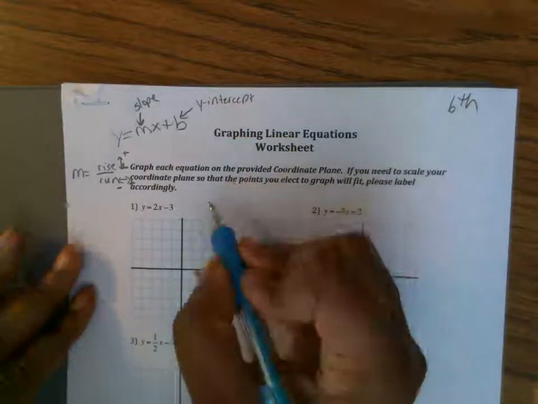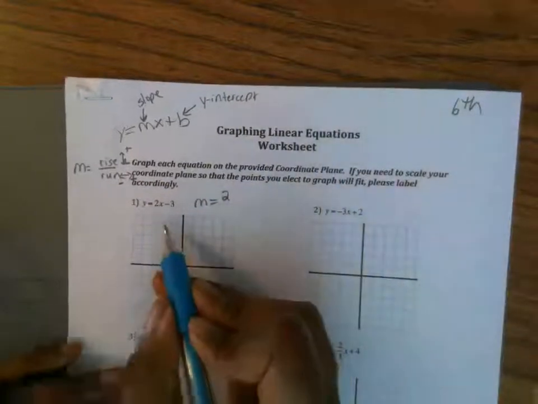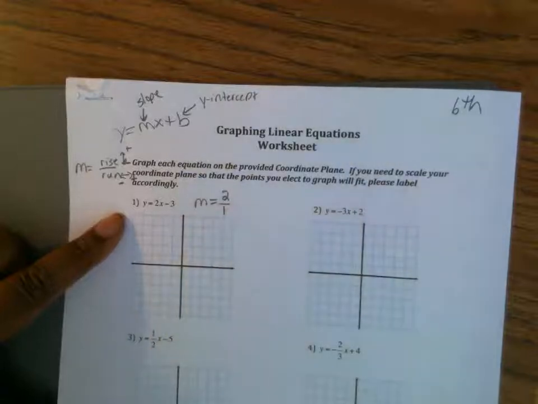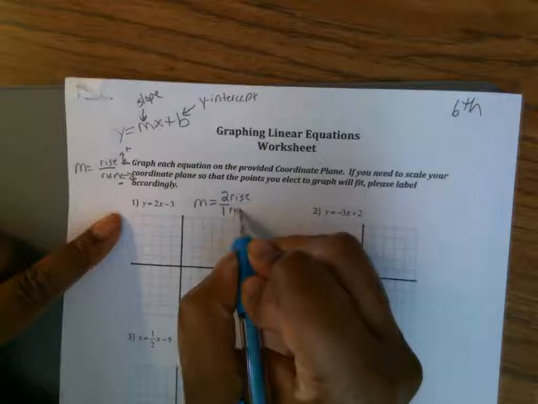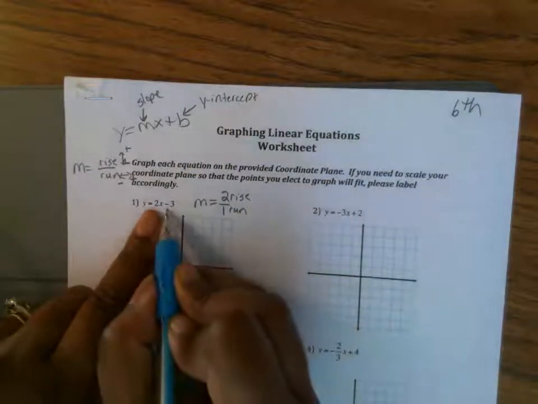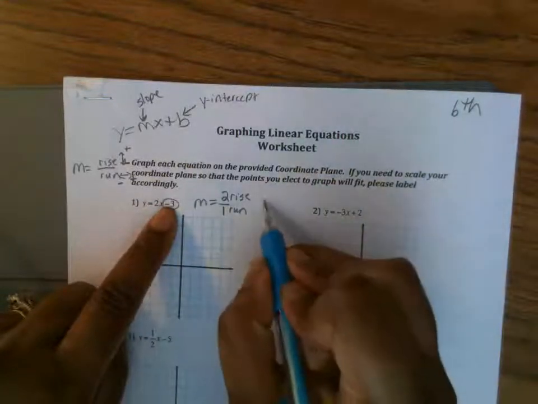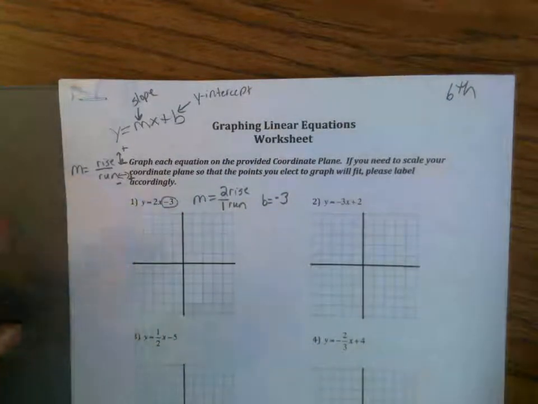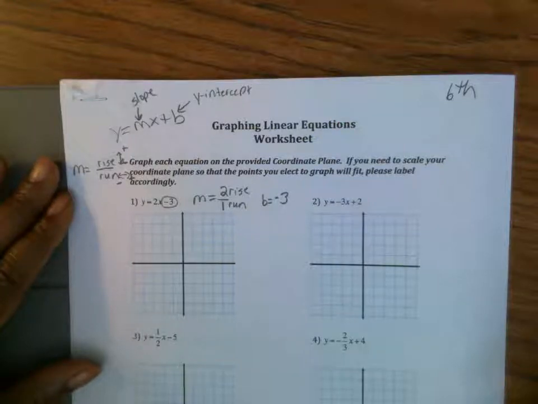So here, we're going to label our m and our b. Our m here is 2. We need it written as a fraction, so to write 2 as a fraction, put a 1 under it. So now we have rise over run. Our b is this number that has no variable attached to it. It has a minus in front of it, so b is going to be a negative 3. Any questions about how I labeled m or b? Okay.